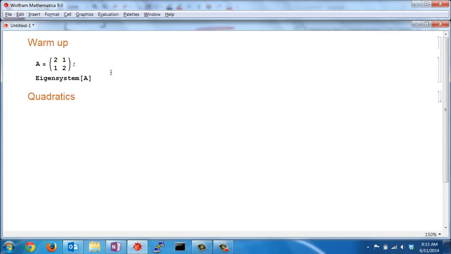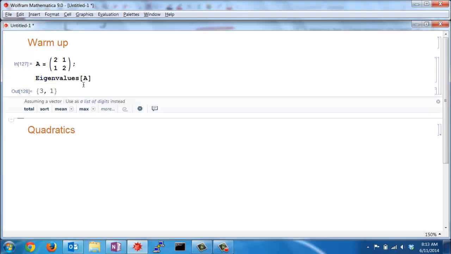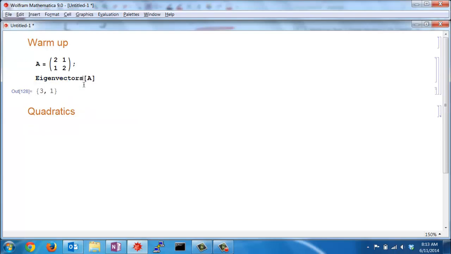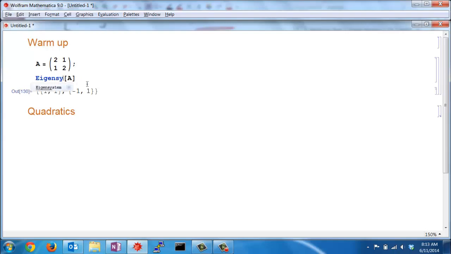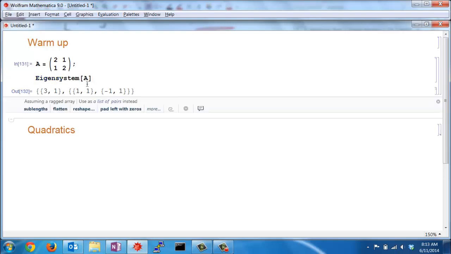There's our matrix. I just store it as A. And there's lots of things I can do here. I can say, give me the eigenvalues of A. There they are, 3, 1. I could say, give me the eigenvectors of A. There they are, 1, 1 and negative 1, 1, just like we calculated. Or I can say, give me the eigensystem of A. That will give me a list of the eigenvalues and their associated eigenvectors.